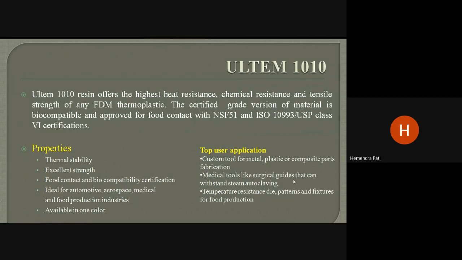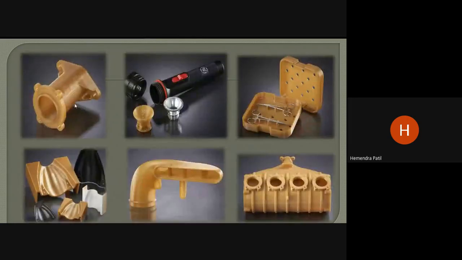Medical tools like surgical guides are used in industries. This material is used for making medical tools and guides. Temperature resistant die and pattern fixtures for food production are also made from Ultem 1010. These are some of the parts made from Ultem 1010. You can see this torch body is made from Ultem, and this medical surgical instrument housing is made from Ultem, and different pipe housing instruments and connecting instruments are made from this Ultem.